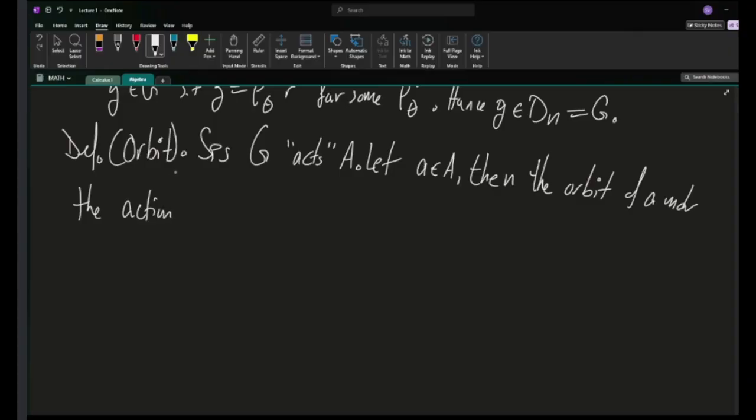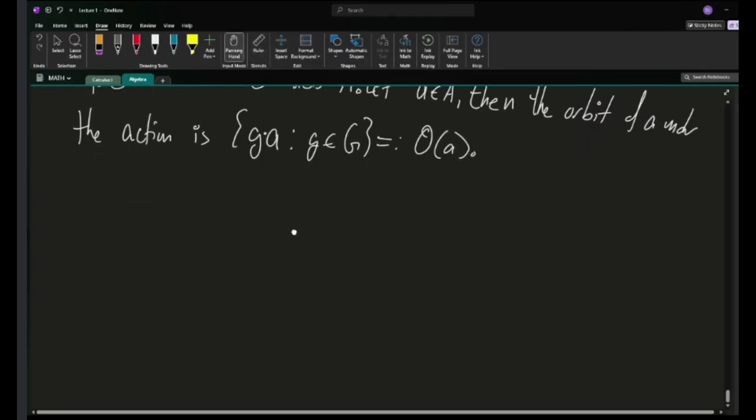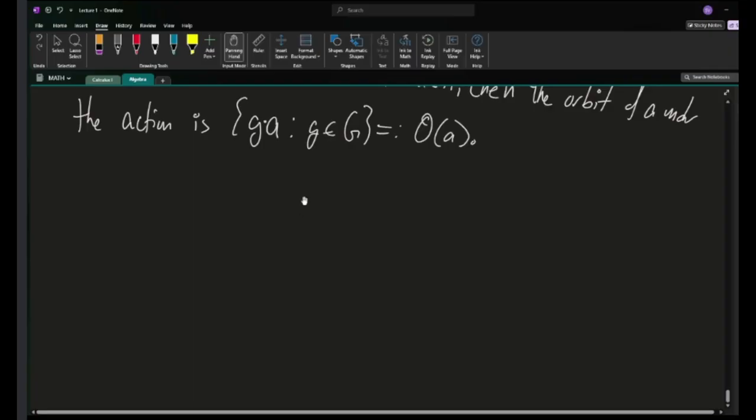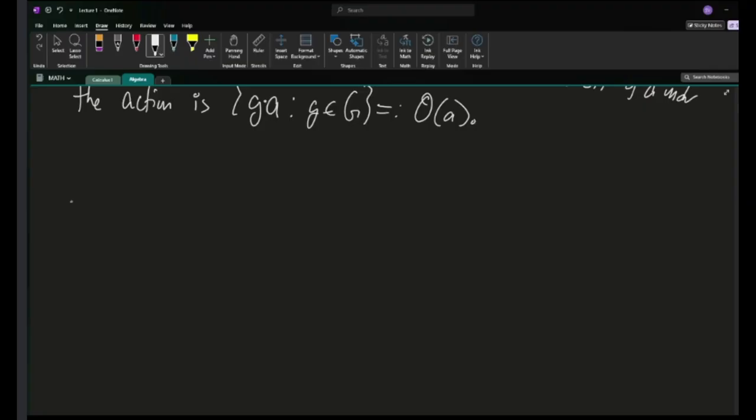We're just going to define the orbit as all g times a, such that g is in G. And I'm going to note this as O of a, the orbit of a.